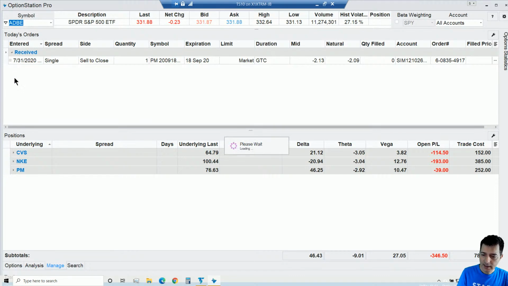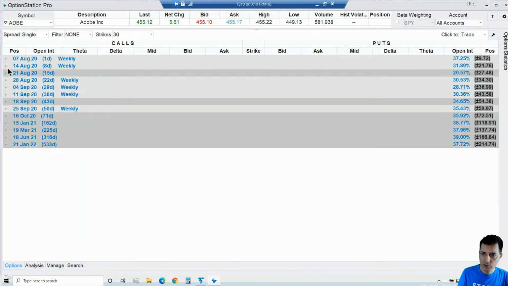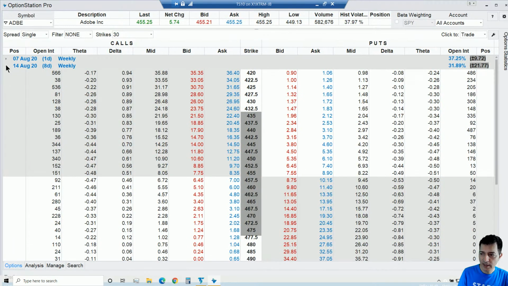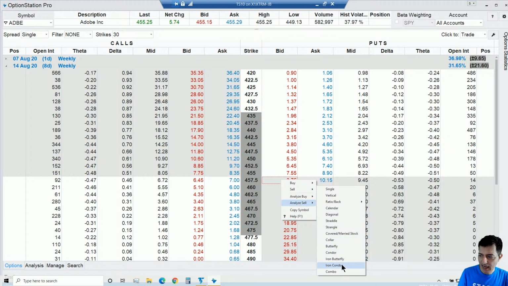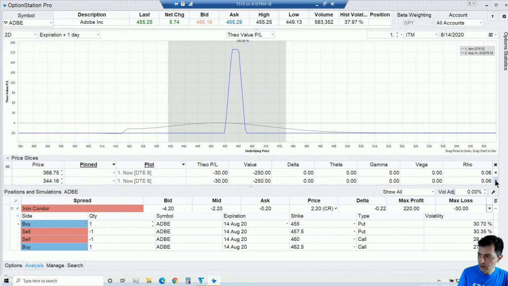ADBE, Adobe, let's load the option chain and move into August 14. Without thinking too much about this, I'm just going to right click, analyze and sell, iron condor, and bring it here into the screen.